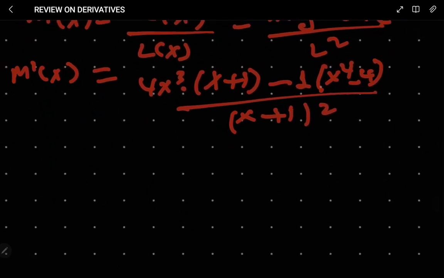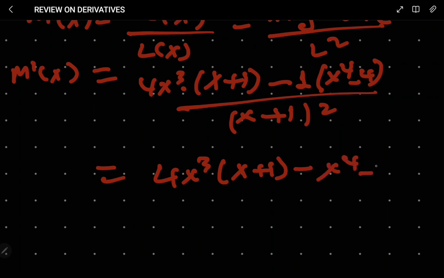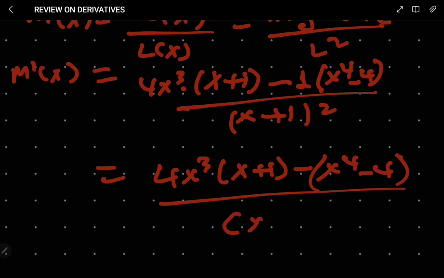Is there anything common? We can take it out, or you can leave it like this. So this is 4x raised to 3 into x plus 1 minus 1 times that, which is x raised to 4 minus 1 minus 4, over x plus 1 the whole square. That is the solution.